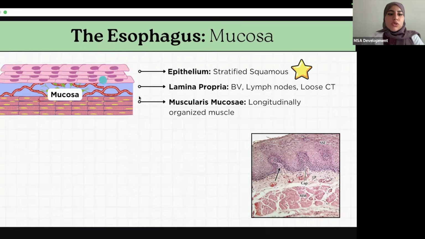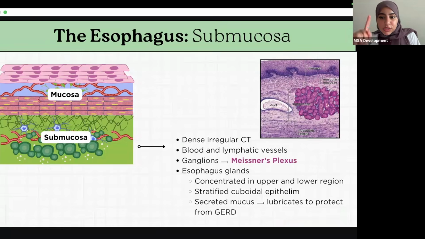And then the lamina propria just has the blood vessels, lymph nodes, and loose connective tissue. Muscularis mucosa, just longitudinal muscle. Then we move on to the submucosa, and this is pretty important. It has dense irregular connective tissue to keep its integrity. There are also blood and lymphatic vessels, and this is very important.